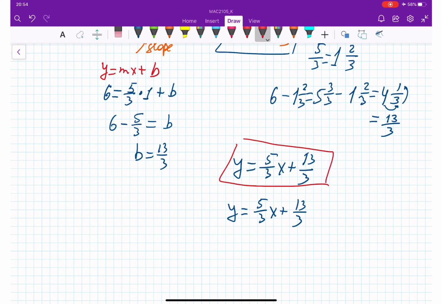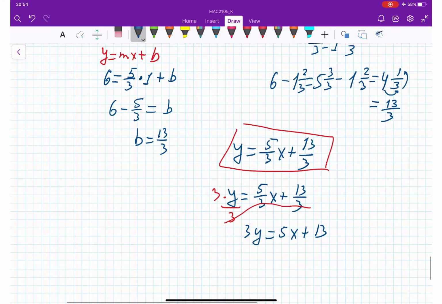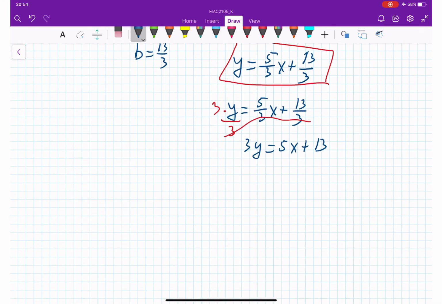Second one, the common denominator is 3, which means here also 3 and 3. We drop the 3, 3 and 3. We have left 3y is equal to 5x plus 13. Standard form has to have x and y on one side. So 3y minus 5x is equal to 13. That's all.